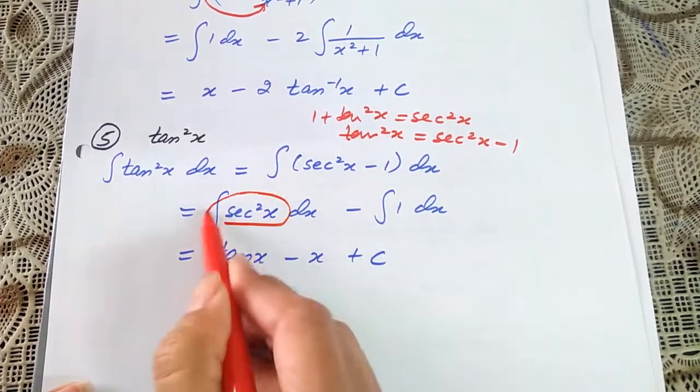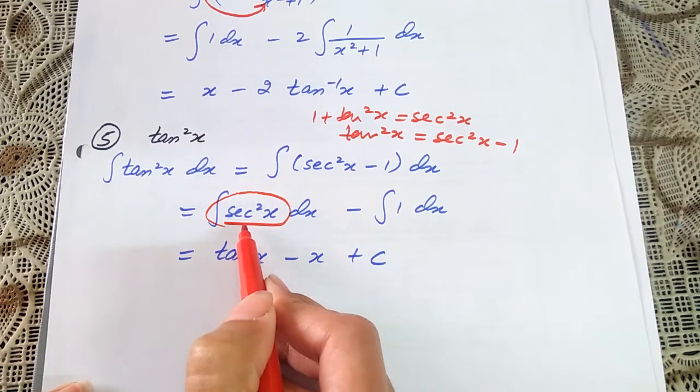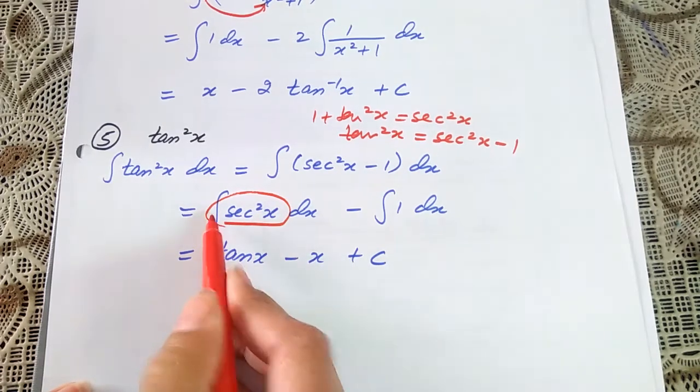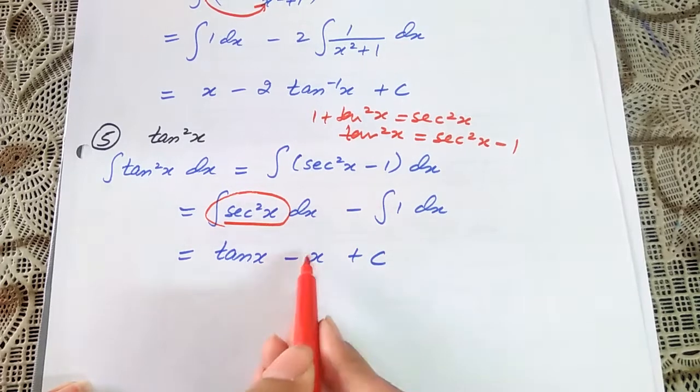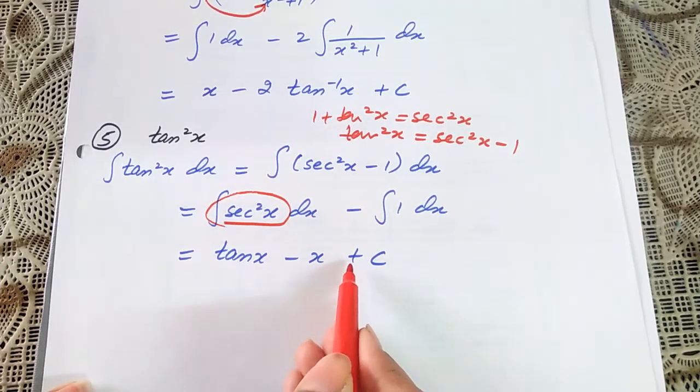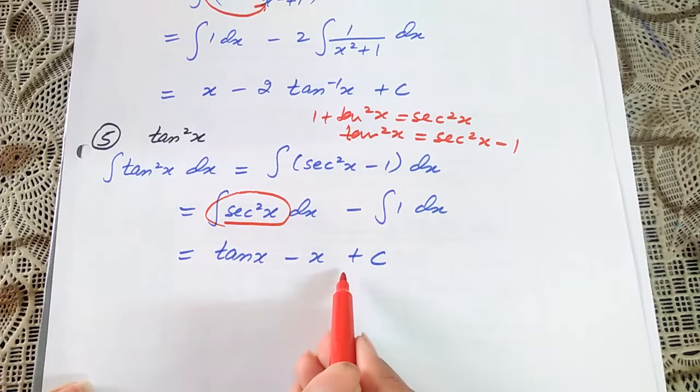This is a direct formula that is given in your table. The integration of secant square of x will be tangent x. 1 has integration x, and apply the constant of integration plus c.